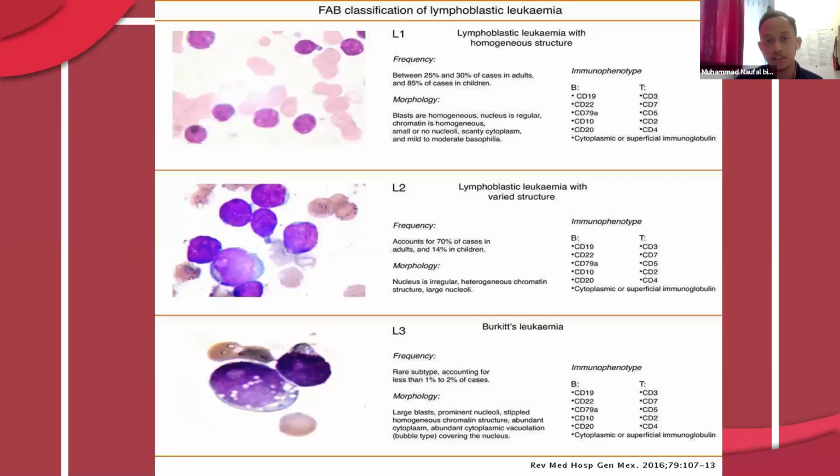So next, the classification, the FAB, which is the French-American-British classification of lymphoblastic leukemia. This classification is based on the morphology of the lymphoblast. The first one is L1, which is the small lymphoblast with little cytoplasm, then L2, the larger and pleomorphic lymphoblast with more cytoplasm, and lastly L3, which has cytoplasmic vacuoles and also finely stippled nuclear chromatin.